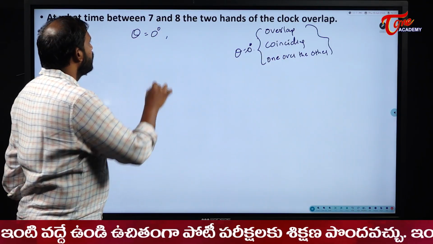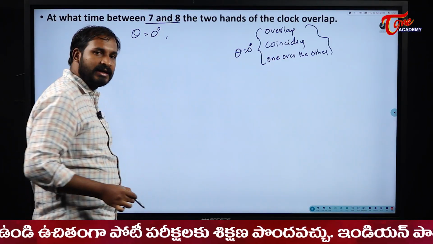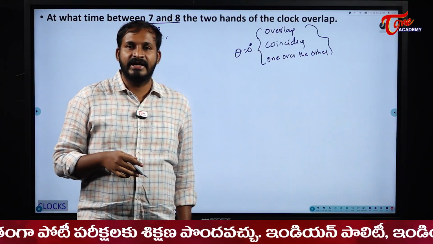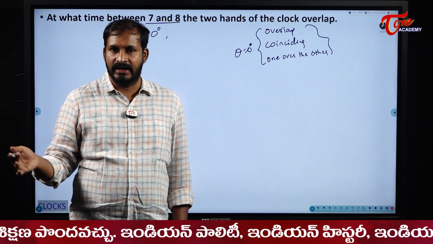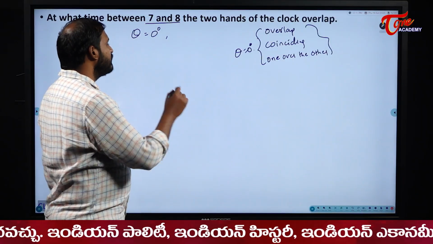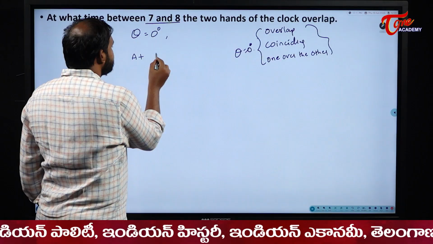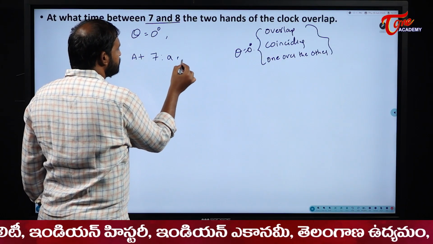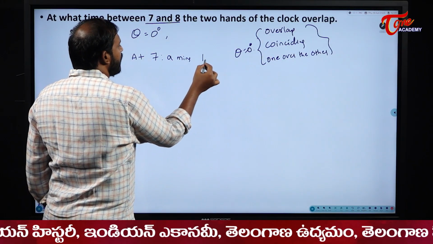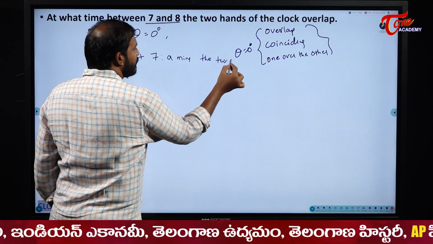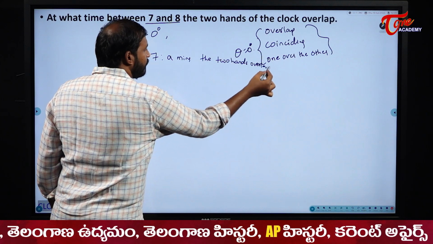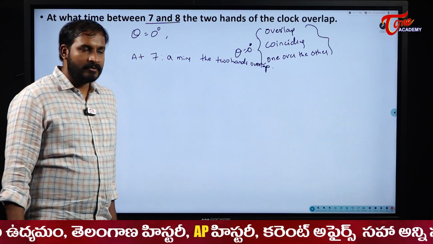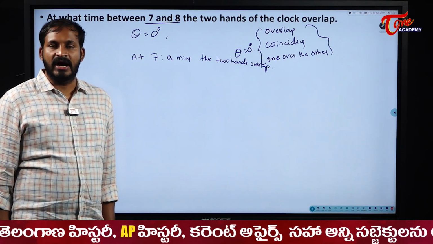Okay. Now, between 7 and 8 means how you will tell the time? Any time between 7 and 8, usually how you will tell? 7:10, 7:20, 7:30, 7:25, 7:45, like this, right? So, I will assume that at 7 o'clock a minutes, the two hands overlap. Okay, sir, good, superb.